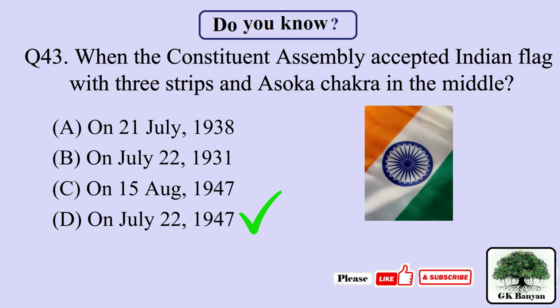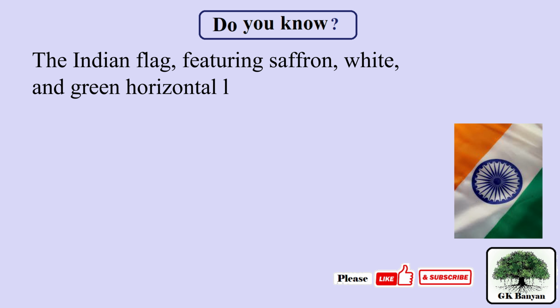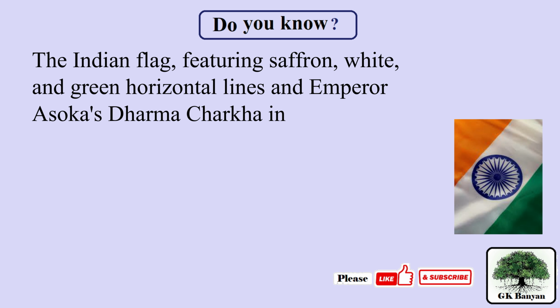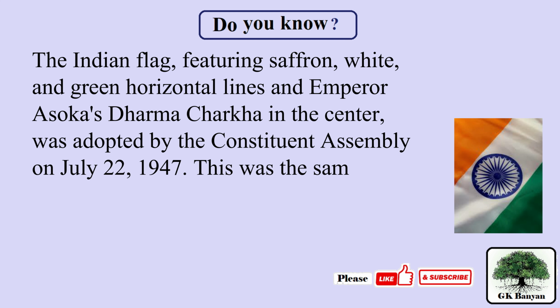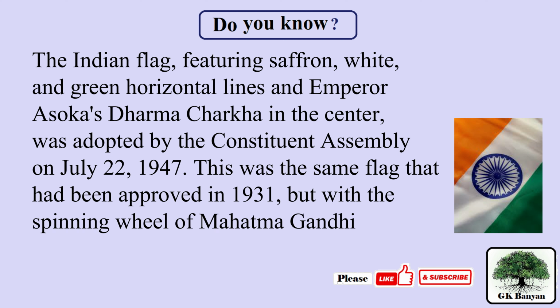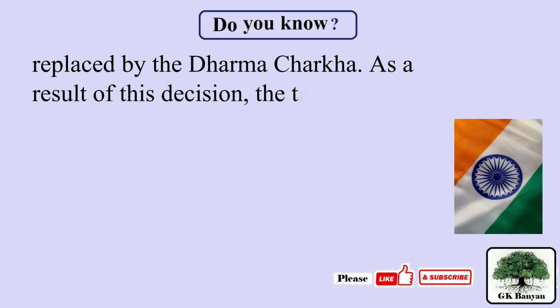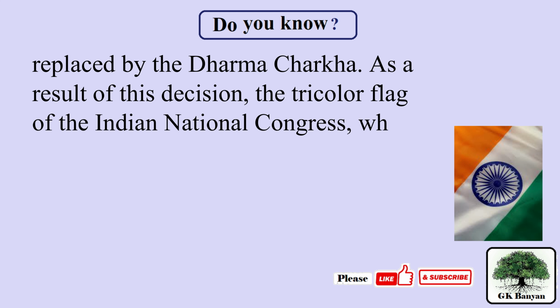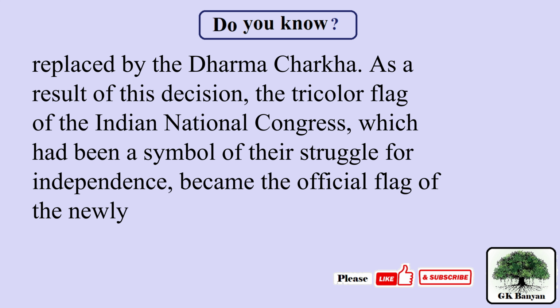On July 22, 1947. The Indian flag featuring saffron, white and green horizontal lines and Emperor Asoka's dharma chakra in the center was adopted by the Constituent Assembly on July 22, 1947. This was the same flag that had been approved in 1931 but with the spinning wheel of Mahatma Gandhi replaced by the chakra. As a result of this decision, the tricolor flag of the Indian National Congress, which had been a symbol of their struggle for independence, became the official flag of the newly independent India.